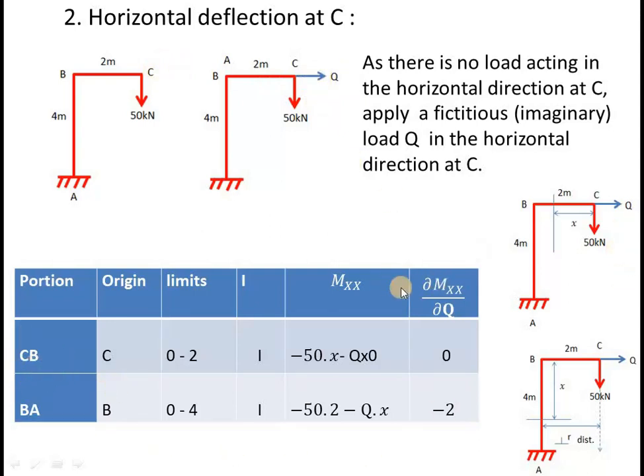Now you have to write the bending moment again in both the portions. In the portion CB, C is the origin, with limits 0 to 2. What is the bending moment here? Now there are two loads on this one. This 50 is as it is, minus 50 into x, and this is minus Q into 0. So the partial derivative with respect to Q is the coefficient of Q, that is 0. When you take the section here, the moment will be minus 50 into 2. Then this is also causing a clockwise moment, minus Q into this much distance, that is x. So the coefficient of Q, ∂M/∂Q, will be x.